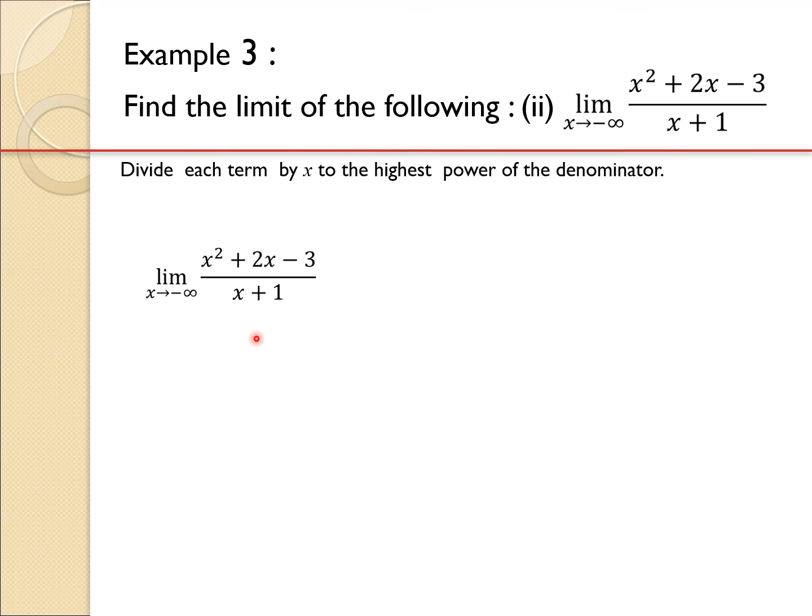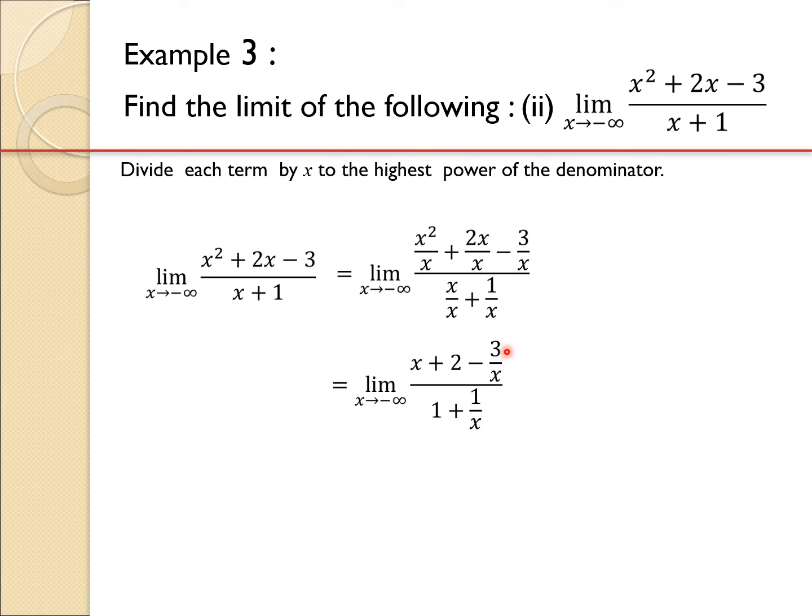Okay, number 2, x approaches negative infinity for x squared plus 2x minus 3 over x plus 1. The highest power of x equals x. So you divide all terms by x. And then you simplify.